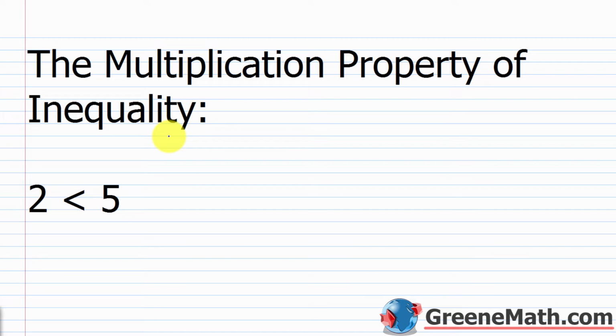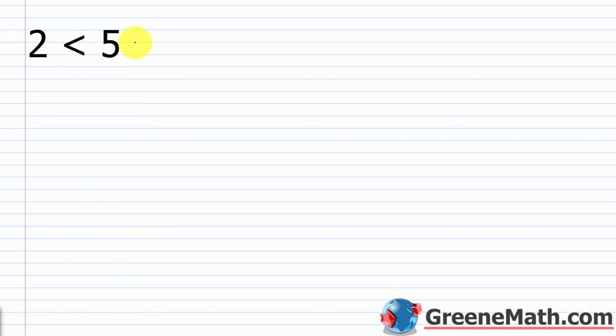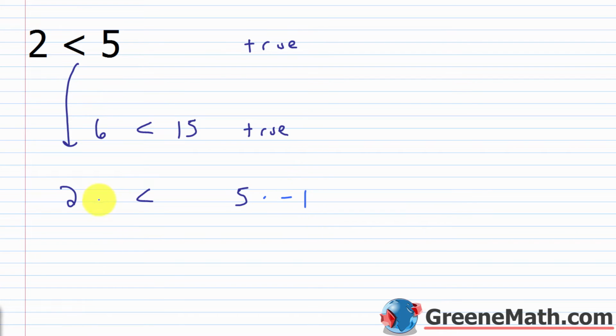As an example of why this occurs, if I have 2 is less than 5, that's true. 2 is a smaller value than 5. If I multiply both sides by a positive, for example, let's say 3, so 2 times 3 would be 6, and 5 times 3 would be 15. 6 is still less than 15. This is true. But if I took this original 2 is less than 5, and I multiplied both sides by a negative, let's just keep it simple and say -1, what's going to happen is I'll have -2 is less than -5. This is now false.